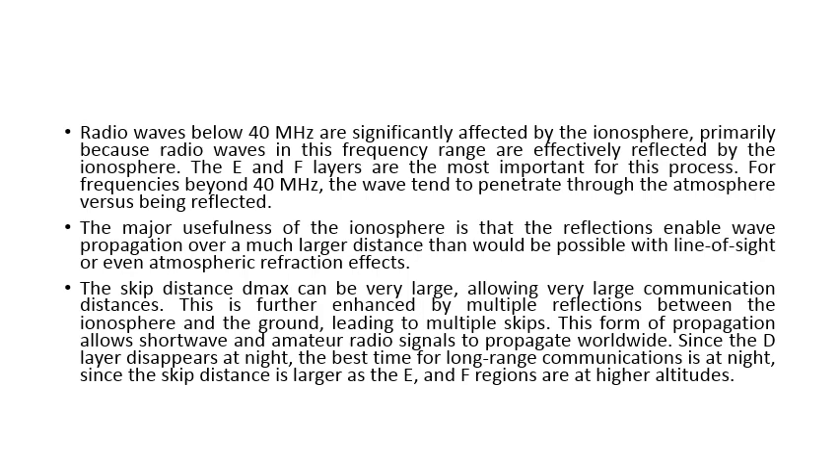Radio waves below 40 MHz are significantly affected by the ionosphere, primarily because radio waves in this frequency range are reflected by the ionosphere. The E and F layers are most important for this process. For frequencies beyond 40, the waves tend to penetrate through the atmosphere versus being deflected. The major usefulness of the ionosphere is that reflection enables wave propagation over a larger distance than would be possible with line of sight or even atmospheric reflection effects. The important thing about this is that from here we can check what frequency should be used for propagation.